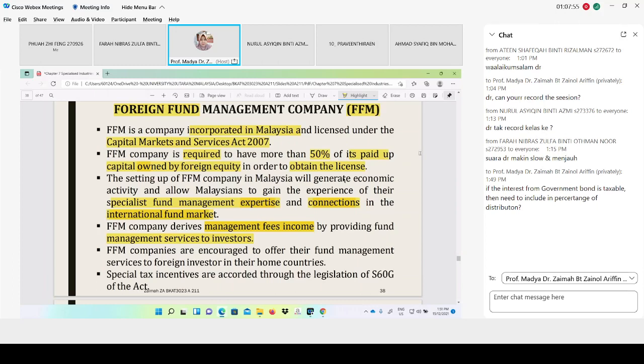So FFM companies are encouraged to offer their fund management service to foreign investors in their home countries. This FFM is actually from a foreign country but incorporated in Malaysia. So we encourage them to give management service to the foreign investor where they come from their home countries. So we give special tax incentive that is under section 60G of the Capital Market and Service Act.